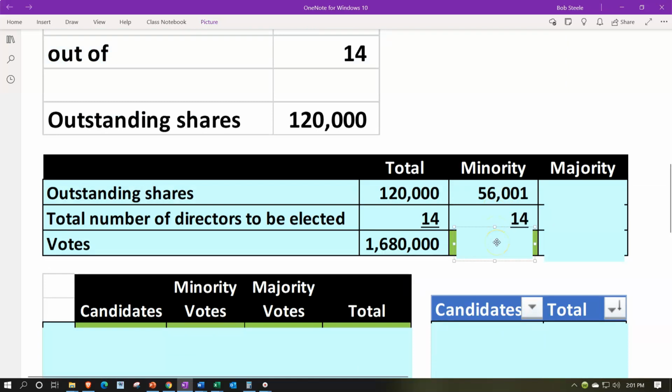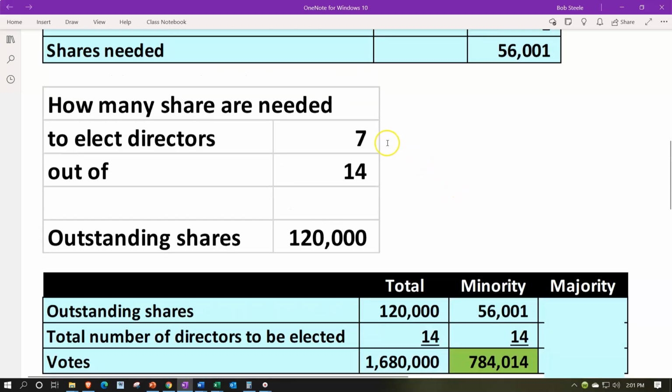So that means that we have 56,001 times 14, or 784,014 votes that we can cast. These are how many votes that we can cast. We're going to try to concentrate them on the 7 seats that we think we're going to pick up.